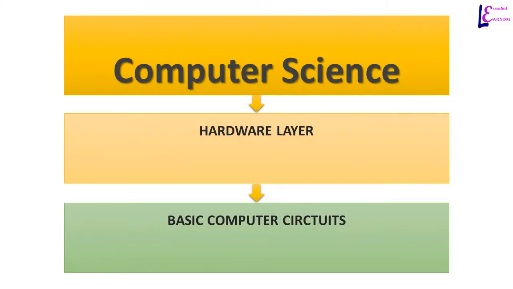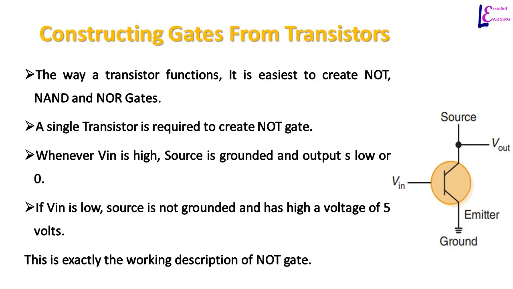We have already discussed transistors in the first part of this lecture. The way a transistor functions, it is easier to create NOT, NAND, and OR gates. A single transistor is required to create a NOT gate, since NOT gates turn voltage low if it is high and high if it is low. This is exactly how a transistor functions, using its three terminals.